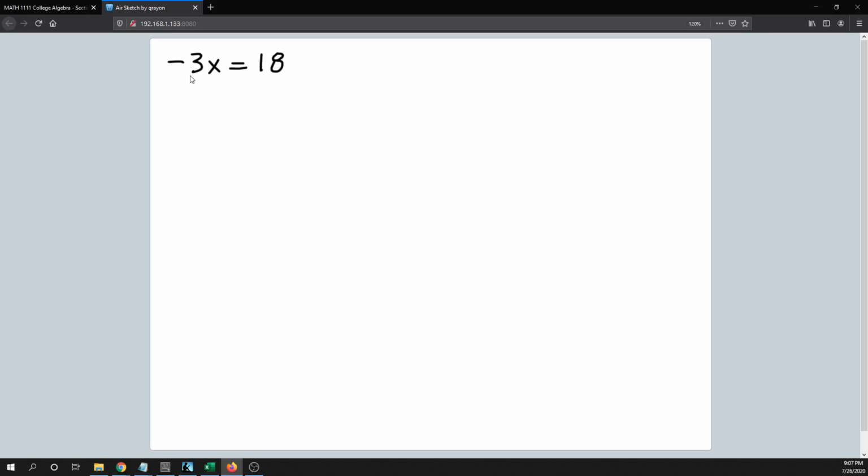So here I have a very simple equation, -3x = 18. Okay. So in general, you want to make sure that each side is as simple as you can possibly get it. There's no simplifications that you can do, and that's the case here. I have 18. That's as simple as it can be. -3x, that's as simple as it can be.